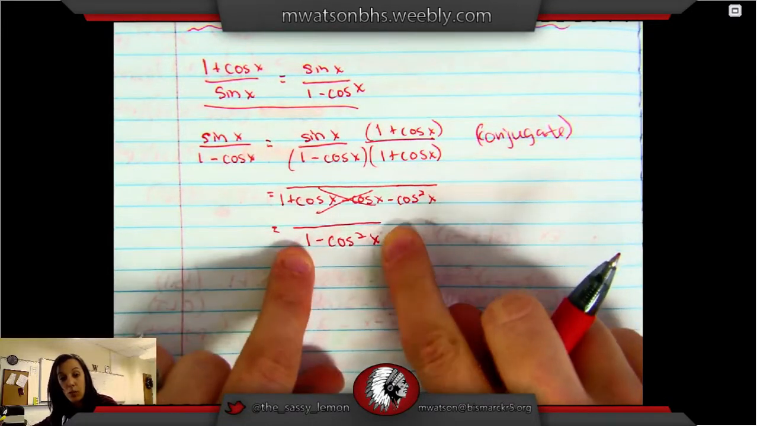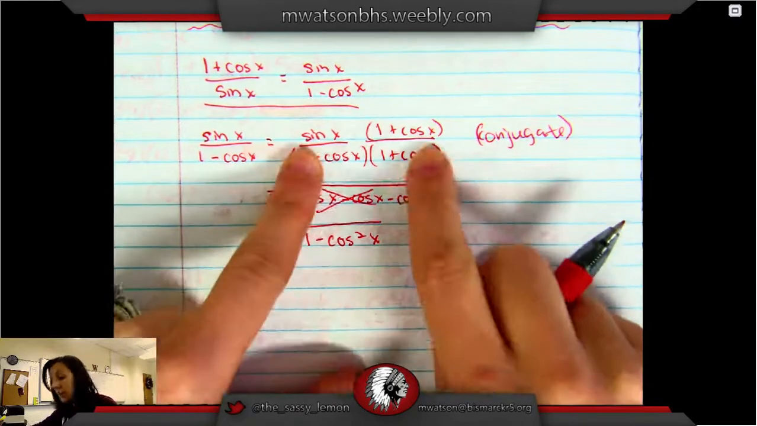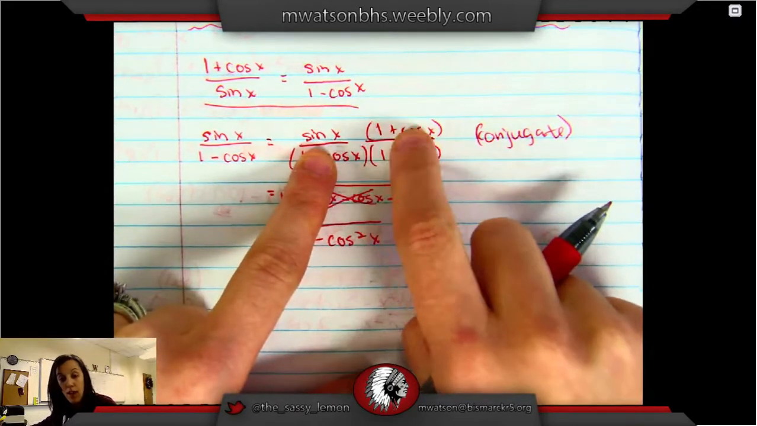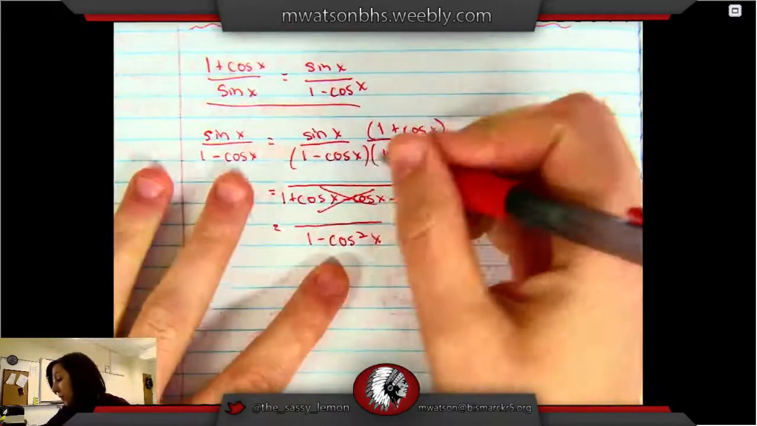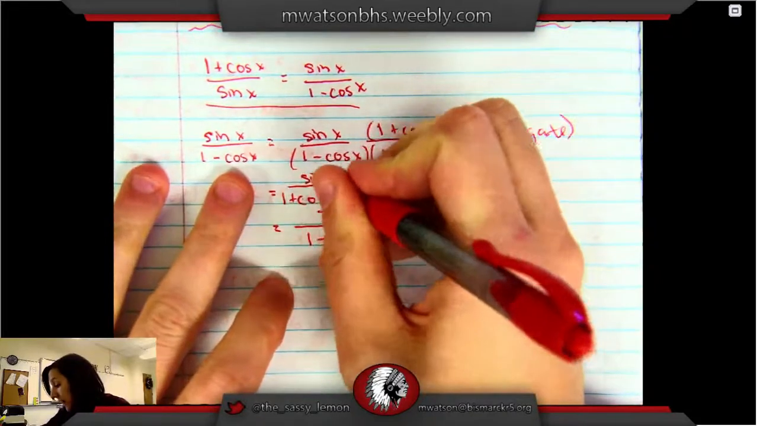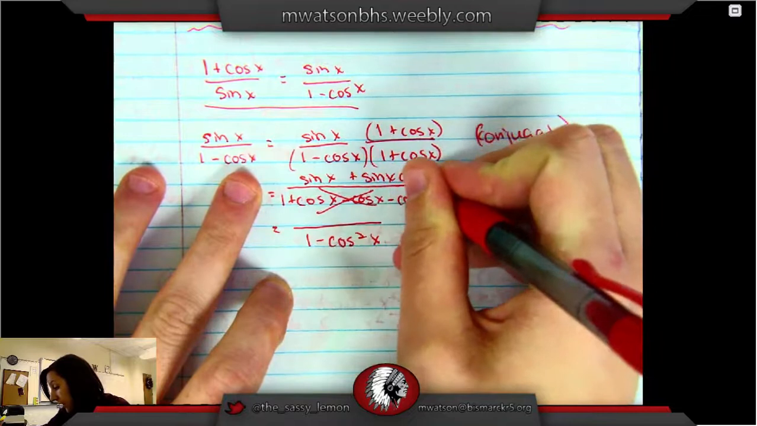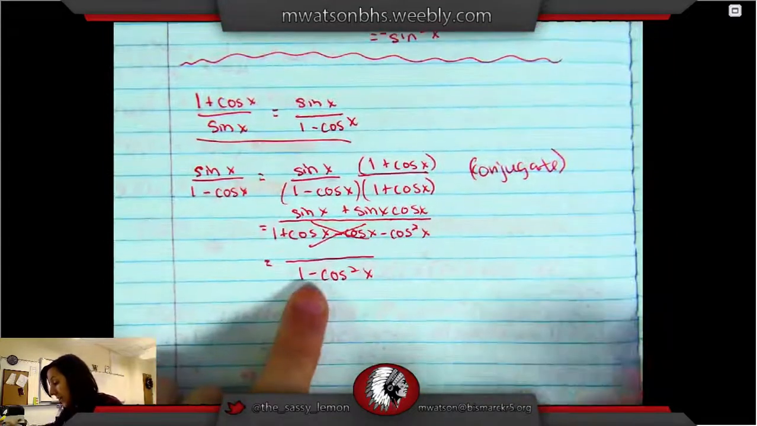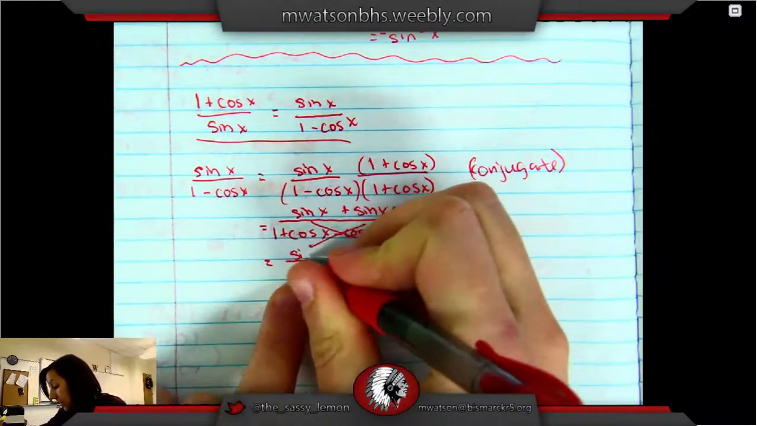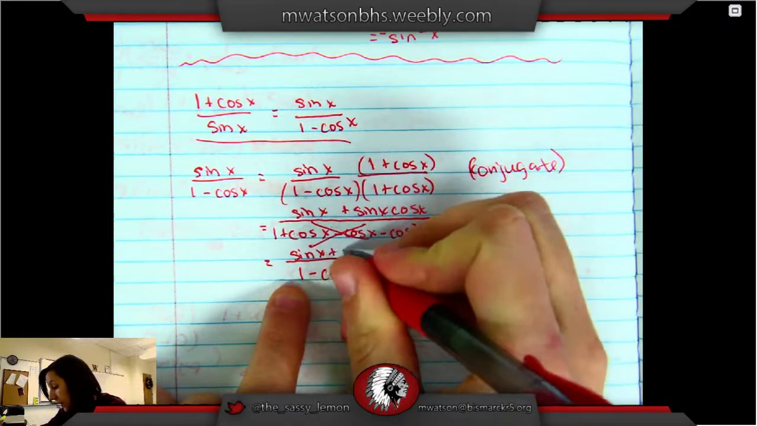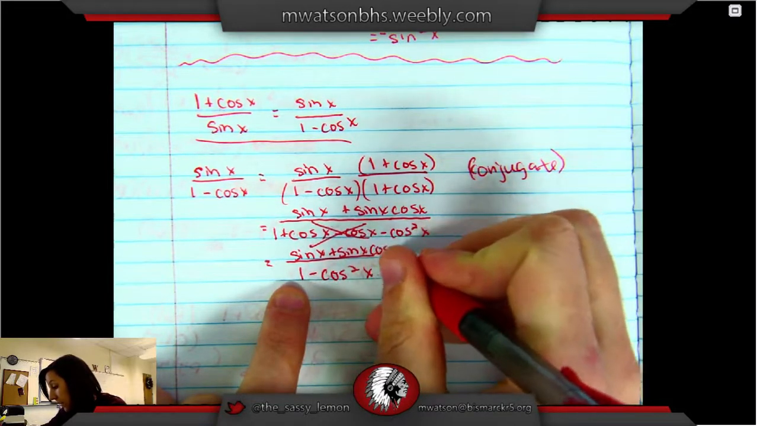It simplified down to 1 minus cosine squared x, but we can't forget about distributing on the top, in the numerator. So when I do that, it would become sine x plus sine x cosine x. And again, I'm going to do that down here. Sine x plus sine x cosine x.